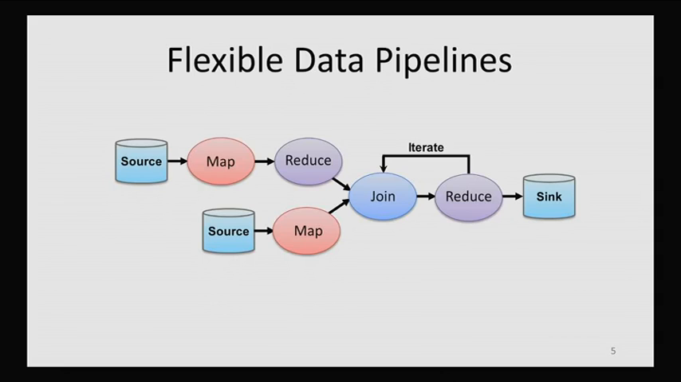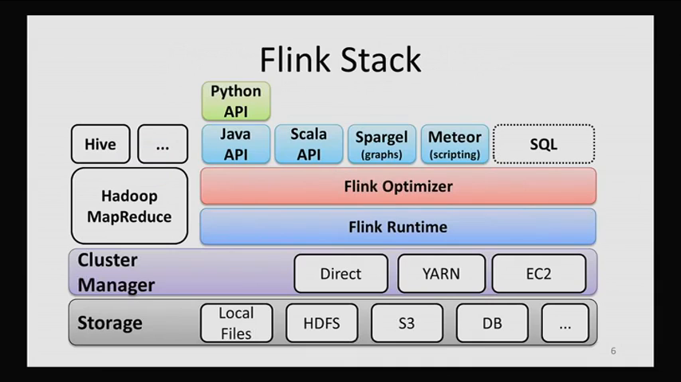The Flink stack looks something like this. At the very ground, you have some storage where you have your data. Flink itself does not depend on any distributed file system, so you can work on local files exclusively. HDFS works especially well, but you can also have your data in databases, for example. For cluster managers, Flink works with several, YARN especially well, once again. Then we have the Flink runtime, the optimizer, and several APIs built on top of them in different languages.